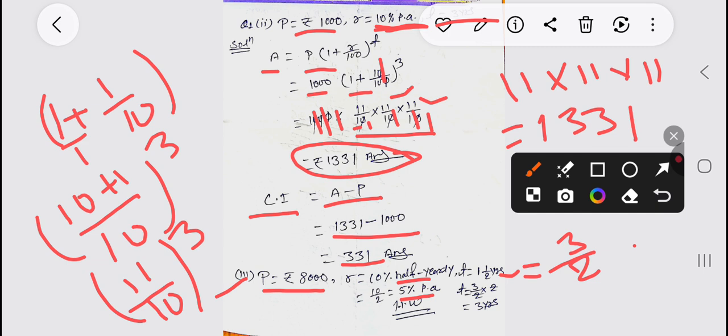So time will be double. So 3 upon 2 into 2, the 2s will cancel out, and here will be 3 years. So now the question is principal 8,000, rate of interest is 5% per annum, and time is 3 years. So by the same formula you can calculate it. This question is homework for you. We will calculate the amount, then CI, and comment the answer in the comment box.